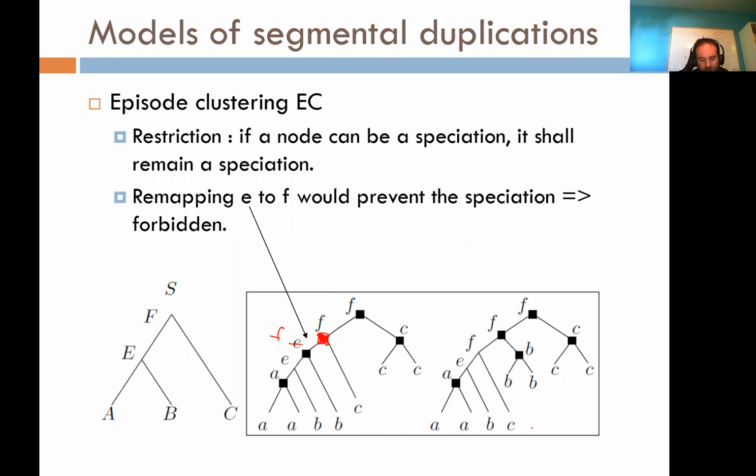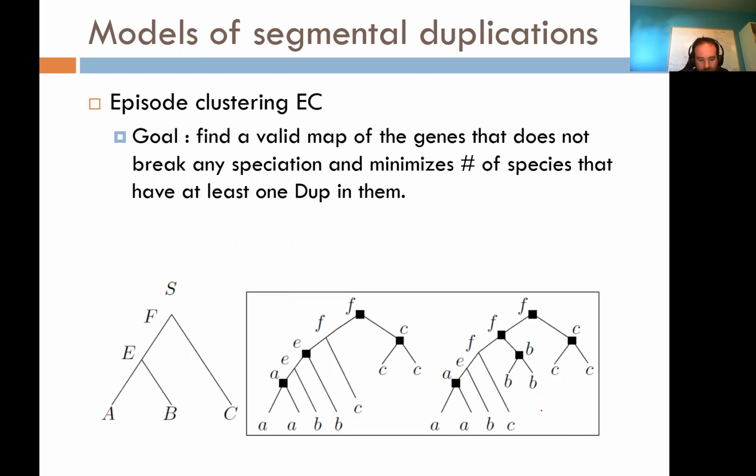So you cannot break speciations, but you can remap duplications as long as it does not break a speciation, such as this C that you remap to an F. You can already see an algorithmic problem here: you start with the LCA mapping, and how can you remap each ancestral gene so that you don't break any speciation and you minimize the number of species that have a duplication? This is what I just said on the slide. You want to remap genes so that you don't break a speciation and minimize the number of species.